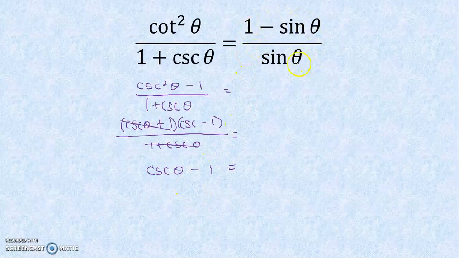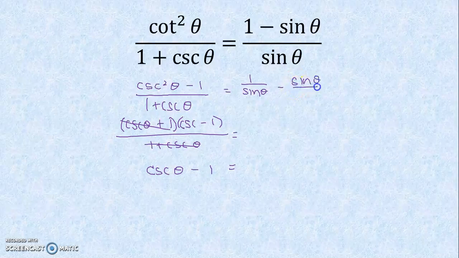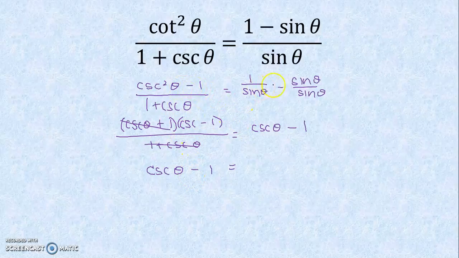If you had started on this side, you probably would have started by splitting your numerator. So I have 1 over sine theta minus sine theta over sine theta. 1 over sine theta is cosecant theta. Sine theta over sine theta is 1. To get from there to this left side probably never would have happened. However, since I've already messed with the left side, and I got to cosecant theta minus 1, I messed with the right side and got cosecant theta minus 1. They do say the exact same thing, so that would be an option.